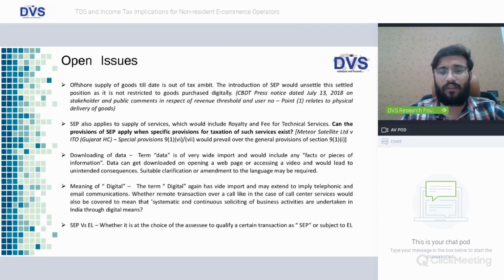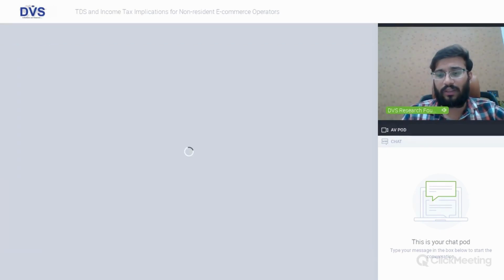Whether it is at the choice of the assessee to qualify certain transaction as SEP or subject to EL, as we'll see later, friends. What are the services which get covered under equalization levy? And if you see, there has been overlapping. So what gets covered in SEP also gets covered in EL. So whether it is the choice of the assessee or either of them would be applicable, whether a non-obstante clause is required, or which will prevail over what, clarity is required in that regard.